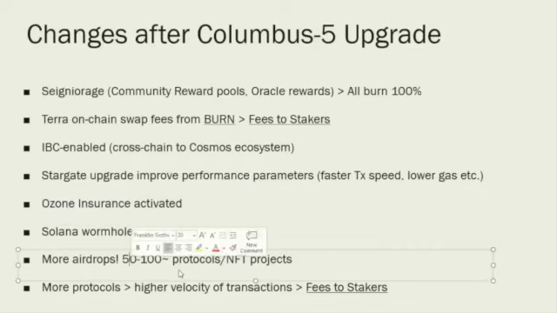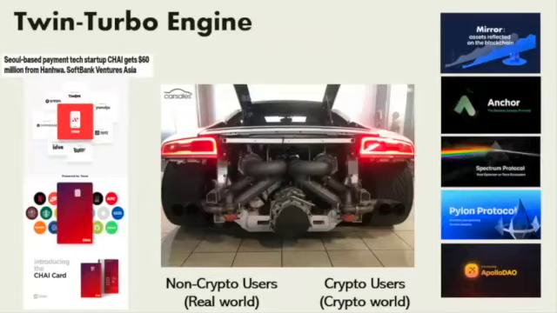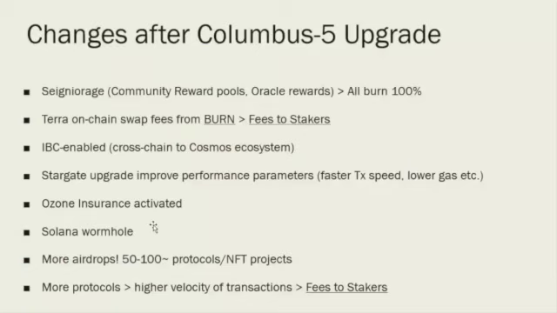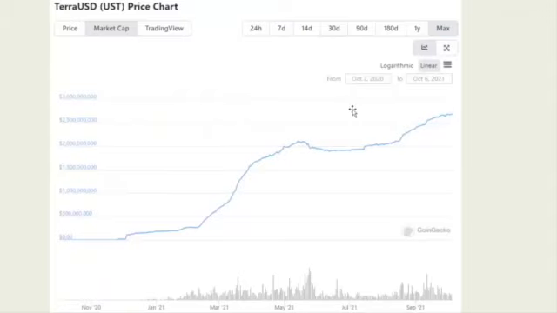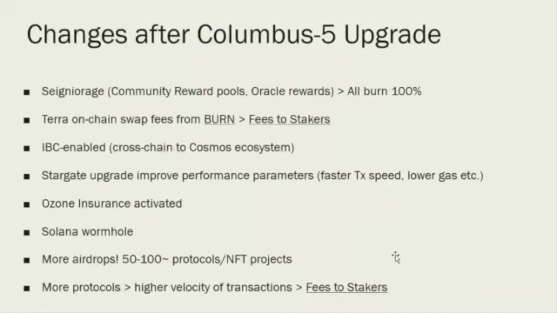And there are a lot of protocols coming out after the Columbus 5 upgrade. Before that, you can see it's only like 3, 4, or 5, right? But after Columbus 5, there's like 20, 30, 40 protocols coming out. So this is very, very, very bullish for Luna, because again, if a lot of people are using all these, if this UST market cap goes up, Luna supply will actually come down. So more protocols, higher velocity of transactions, Luna supply goes down, and also when you stake your Luna, you collect more fees from the network.